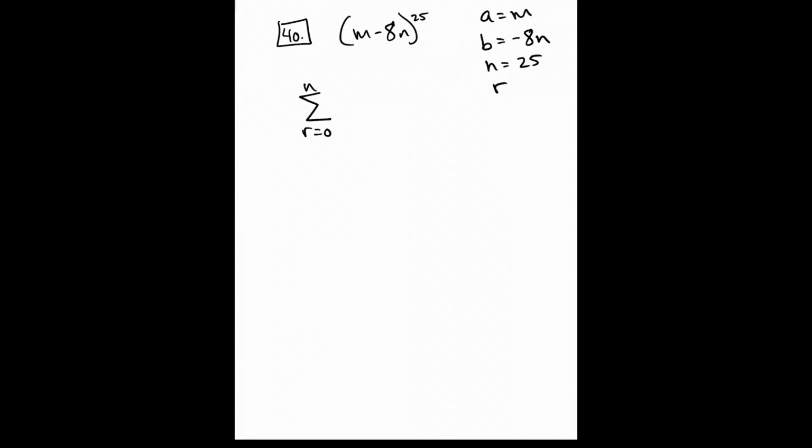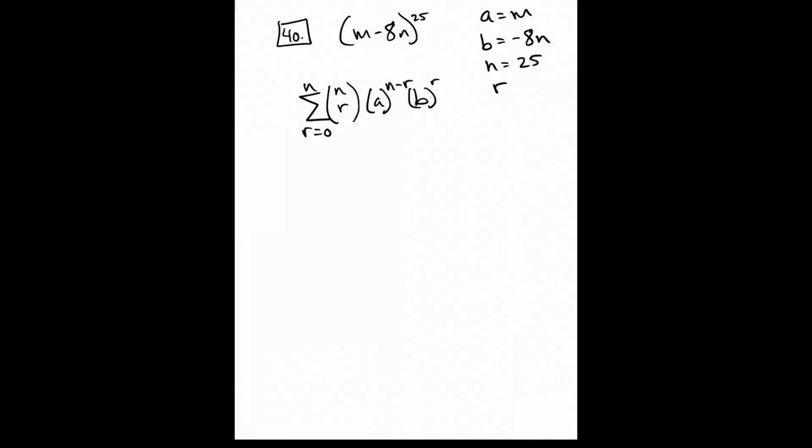So how about number 40? In number 40, I have m minus 8n raised to the 25th power, right? So my A term is m, my B term is negative 8n, my n is 25, and my r, I don't know what it is, so I can leave it as is. So I'm going to change this into sigma notation. Let me write out the general form of the sigma notation so I can always have it as reference. It's going to be n choose r times my A term raised to the n minus r times my B term raised to the r power.